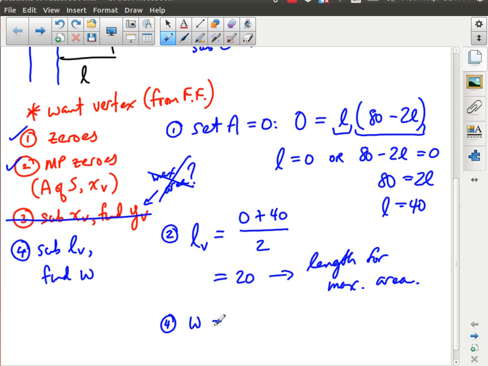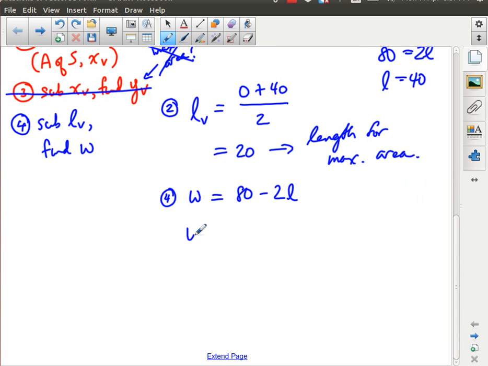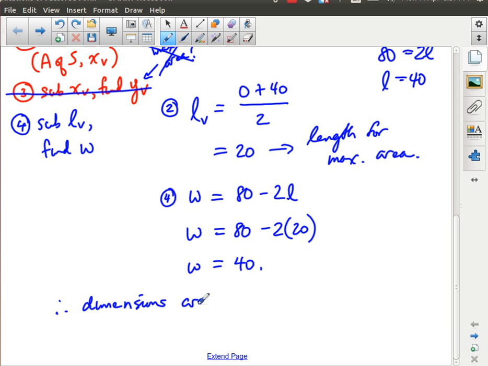And so that's now what I'm calling step 4, having skipped over step 3. The width is equal to 80 minus 2 times the length. I make my substitution. The width is equal to 80 minus 2 times 20. The width is equal to 80 minus 40, which is equal to 40. Therefore, the dimensions are 20 meters by 40 meters.